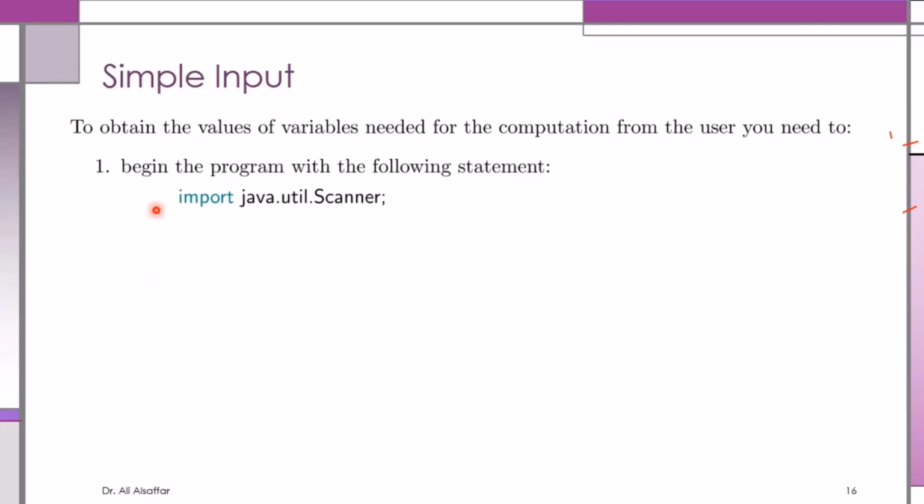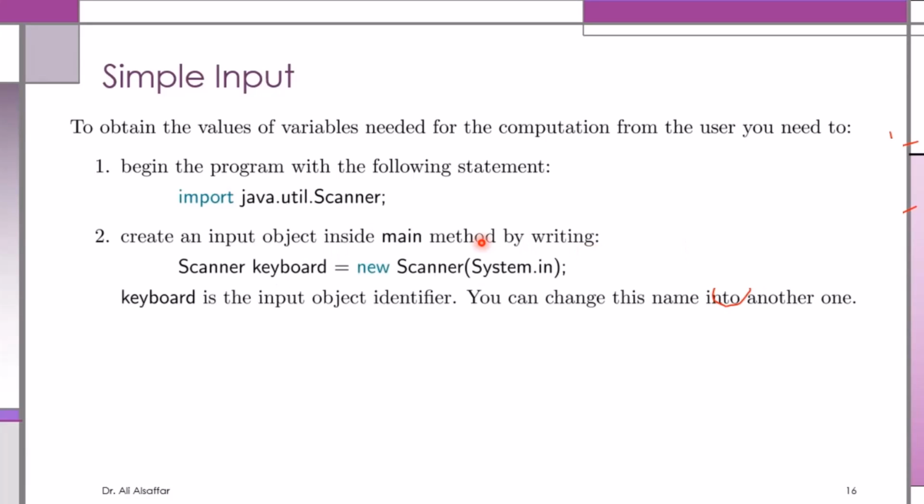First step, before you start writing the program, you write import java.util.Scanner. You have to write this line before public class. Otherwise, you will not be able to define the object for the keyboard. Next step, create the object.